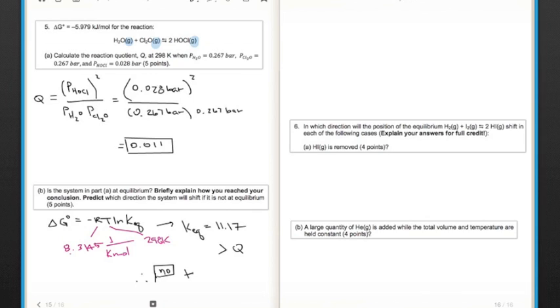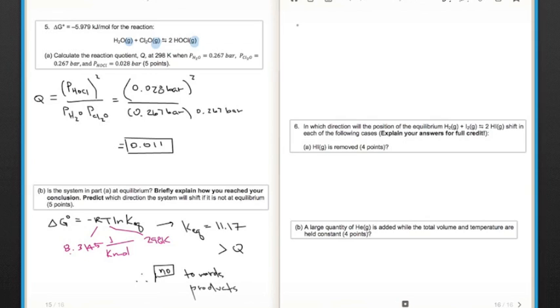And then in terms of predicting which direction, I will say that it will go towards products. And this is because if we want to reach equilibrium, in which case Q is equal to K, we would need to increase the magnitude of Q, right? And so we will do that by either increasing the numerator or decreasing the denominator, and that will be achieved by creating more products from the reactants that we have.